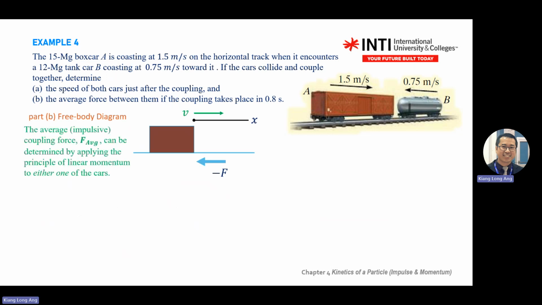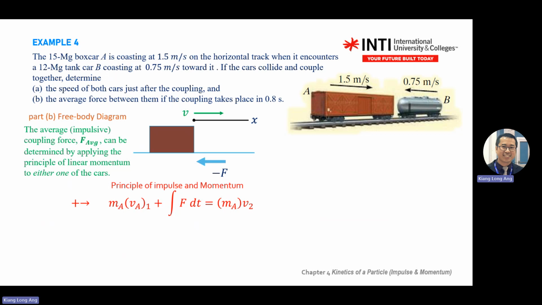So part B, right? Part A is the speed of both cars just after the coupling, and B is the average force between them if the coupling takes place in 0.8 seconds. You see the word "in" means duration of time. Duration of time means I have to use the impulse equation already. So there's only one principle in chapter 4, which is the principle of impulse and momentum. So write the linear impulse and momentum equation, substitute the value.